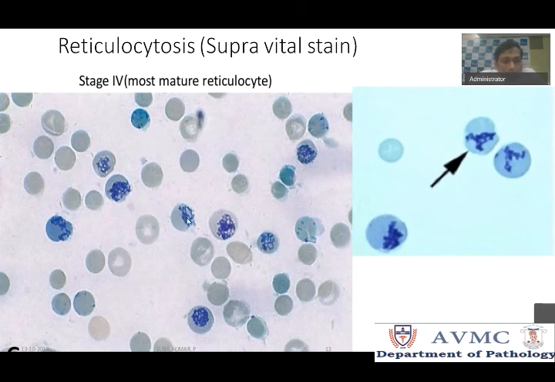So what stain do you use for highlighting the reticulocytes? You use something called supravital stain. Supravital stains, yes, because you are staining the cell in its living state. That is why it is called supravital, and the stains you use are new methylene blue or brilliant cresyl blue. These two stains you use to highlight the reticulocytes.